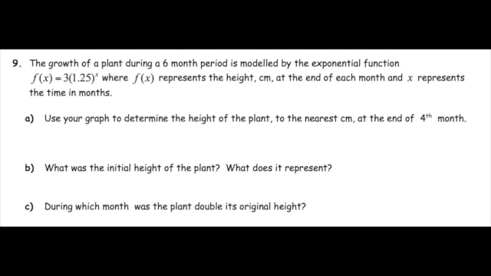The growth of a plant during a 6-month period is modeled by the exponential function f of x equals 3 times 1.5 to the x, where f of x represents the height in centimeters at the end of each month, and x represents the time in months. Part A asks, use the graph to determine the height of your plant to the nearest centimeter at the end of the 4th month. Part B asks, what was the initial height of the plant, and what does it represent? And Part C asks, during which month was the plant double its original height?